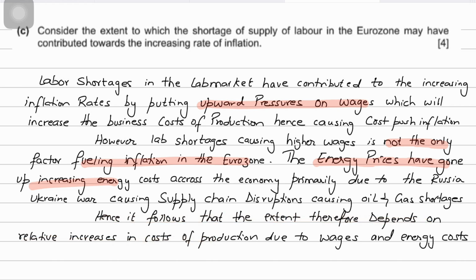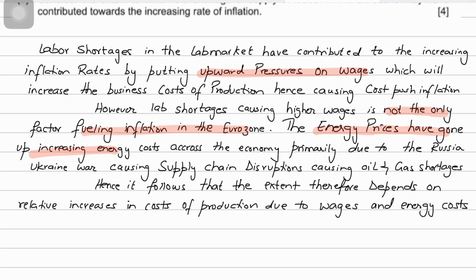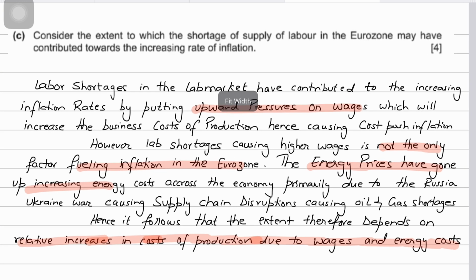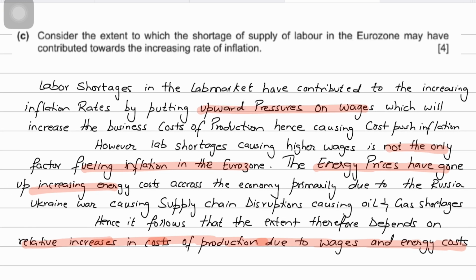So in the same way, we don't really know whether labor shortage is the primary or major contribution, or maybe the energy cost is the major contribution, as it's not mentioned. So what we'll say is that it follows that the extent will depend on the relative increase in cost of production. In your marking scheme, you will have 1 mark associated with this particular line, where you say that it depends on the relative increase in cost of production due to wages and energy costs. So you see that the case study solutions have to be short, to the point, and specific. And I've also mentioned this before, especially in my last minute tips video a day before your actual exam.